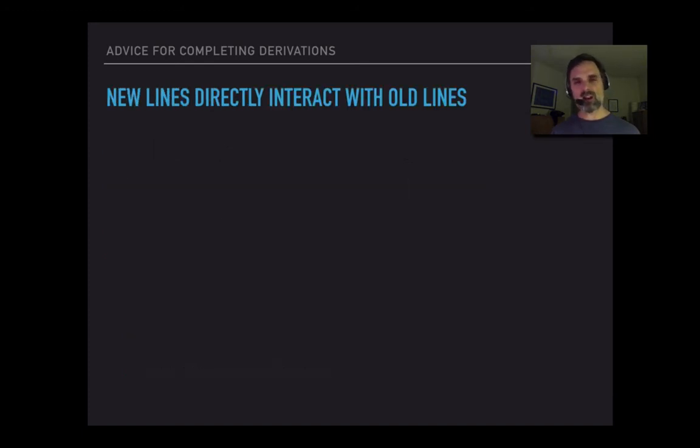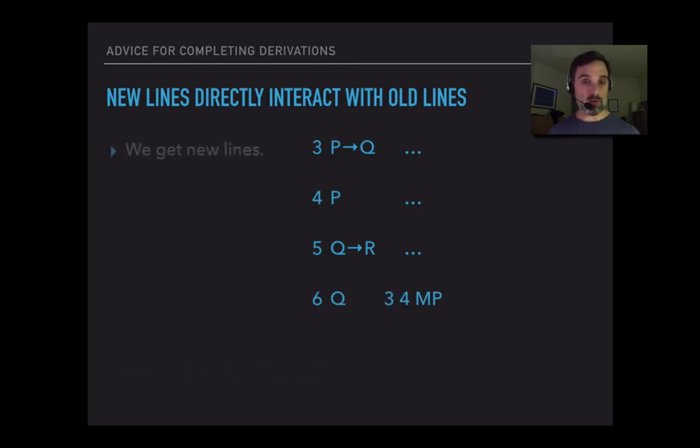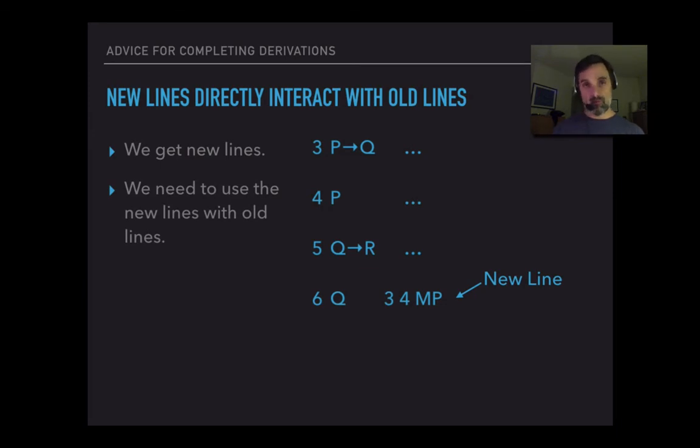So let's talk a little bit about modus ponens. Sometimes in a derivation, let's say you have these three lines, things proceed fairly smoothly. You see, aha, I can apply modus ponens to 3 and 4 and I'll get Q. And you get a new line. And then what do you do? Well, you have to use the new line. And how are you going to use it? Well, you're going to use it by comparing it with your old lines.